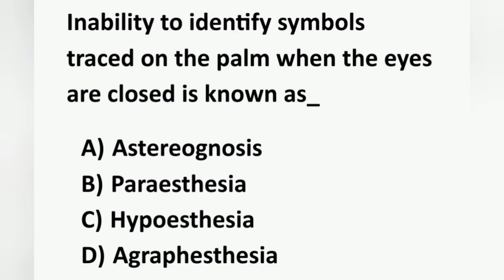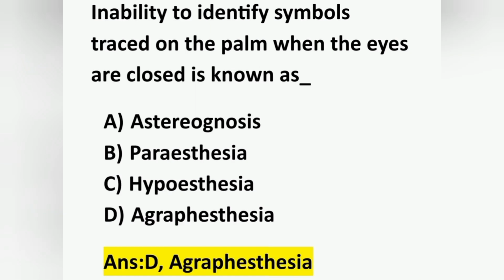And the next question, inability to identify symbols traced on the palm when the eyes are closed is known as? Options are option A astrognosis, option B paresthesia, option C hyposthesia, and option D agraphesthesia. And the correct answer is option D agraphesthesia. The inability to identify the symbols traced on the palm when the eyes are closed is known as agraphesthesia.